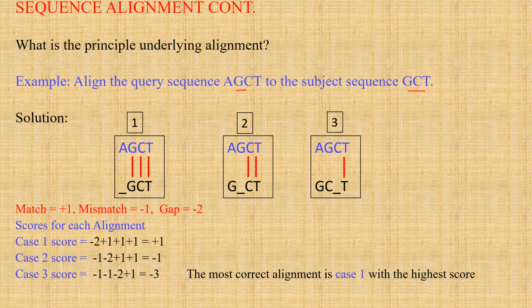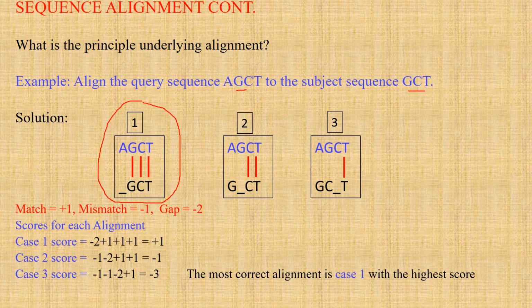For the purpose of our presentation, we are going to take just these three alignments. But we should know that there are many alignments that the computer will produce. So if we take case one, what the computer can do is align this by first putting a gap, then putting our G, C, T.